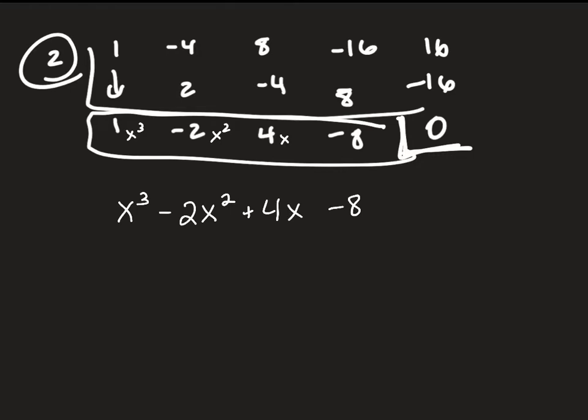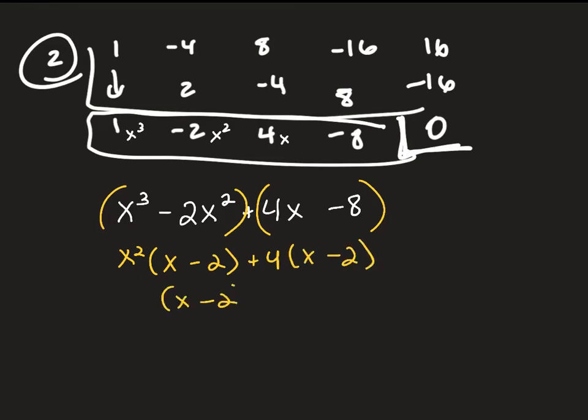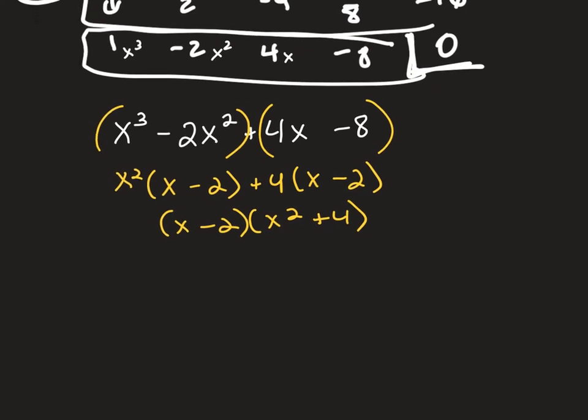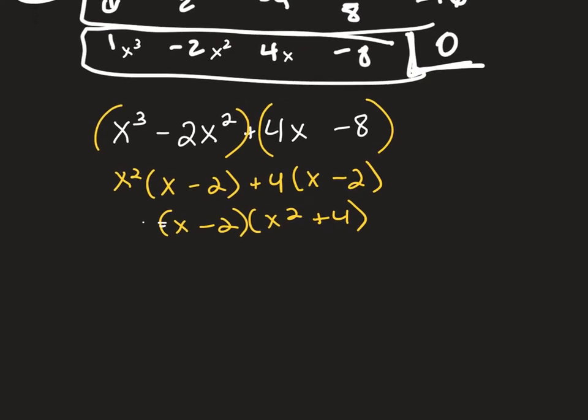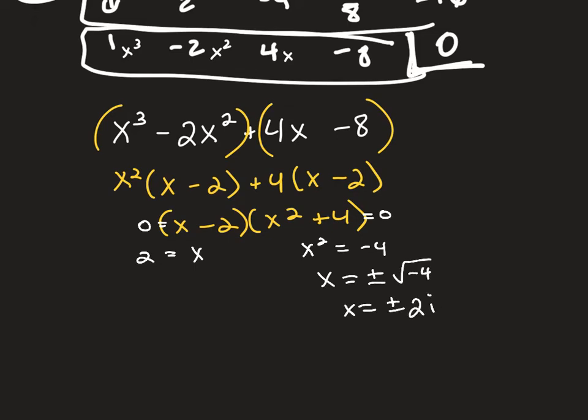Can that be factored? Factor by grouping, right? Take out an x squared here. Okay, x minus 2 and then x squared plus 4. This gives me x is 2. This gives me x squared equals negative 4. x equals plus and minus the square root of negative 4, plus and minus 2i.